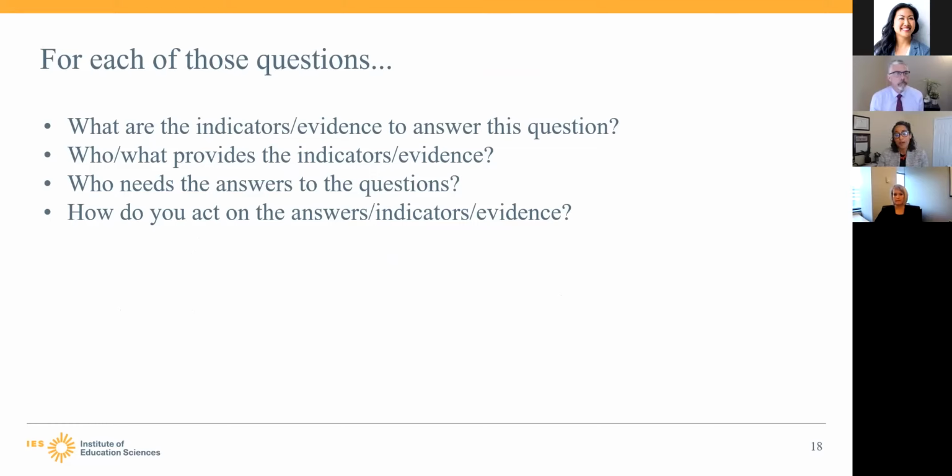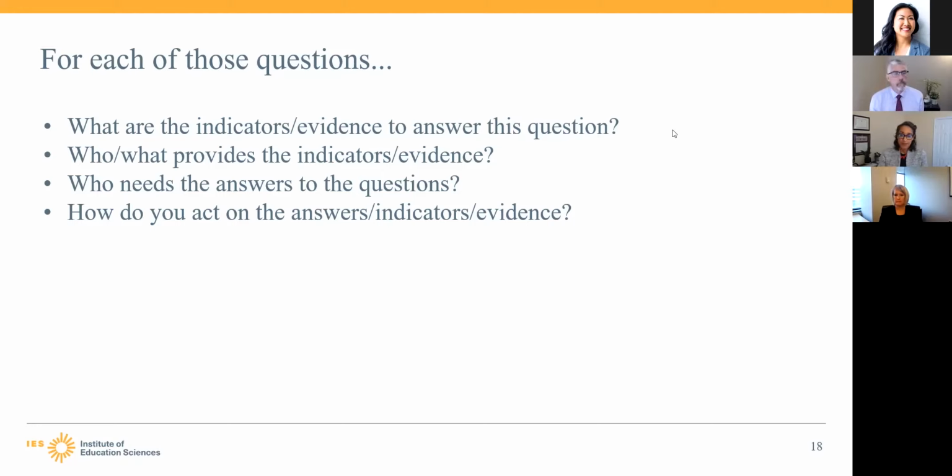You'll want to think about who or what provides the indicators and the evidence that you want. So can it all come from a test? Is it going to need to come from other sources? Who needs the answers to these questions? So if you do find that, for example, English learners are not mastering the same academic content standards, who needs to know about that so that they can change the system and ensure that English learners are mastering those contents?